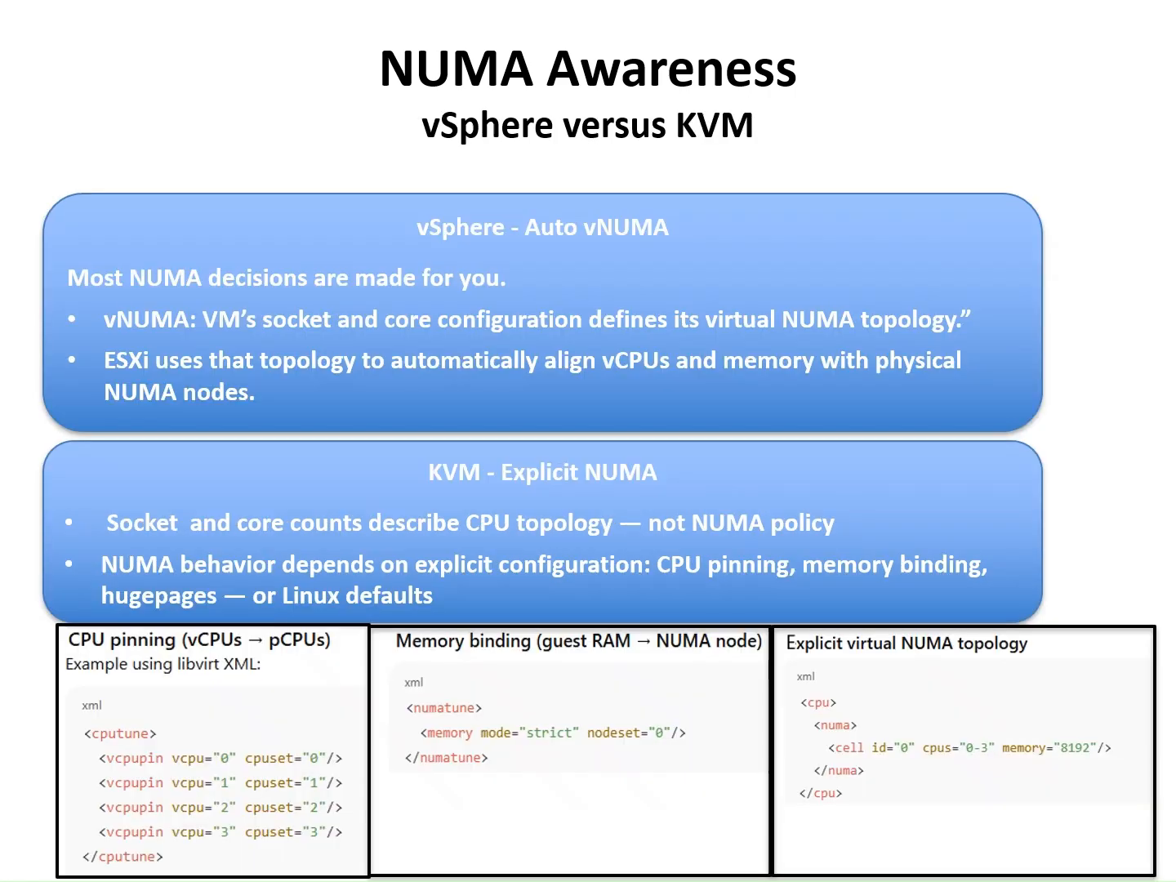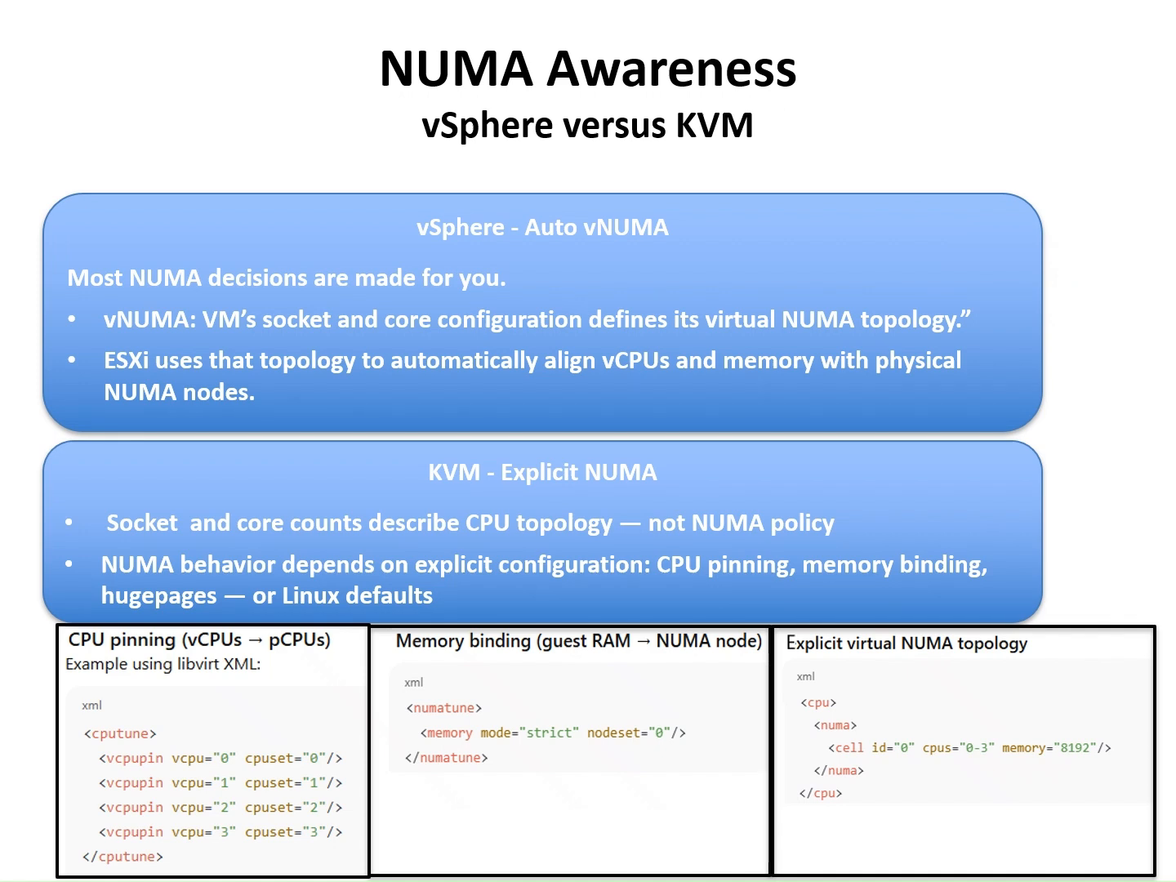Now that we understand what NUMA is, let's look at how VMware and KVM deal with it differently. In VMware, NUMA optimization is largely automatic. When you power on a virtual machine, ESXi creates a virtual NUMA topology based on the VM's CPU configuration and the physical NUMA layout of the host. That virtual NUMA topology, vNUMA, is then presented to the guest operating system, which uses it to schedule threads and allocate memory. Most of the NUMA policy is applied for you, and in many cases, things just work without additional tuning. In KVM, the approach is different.